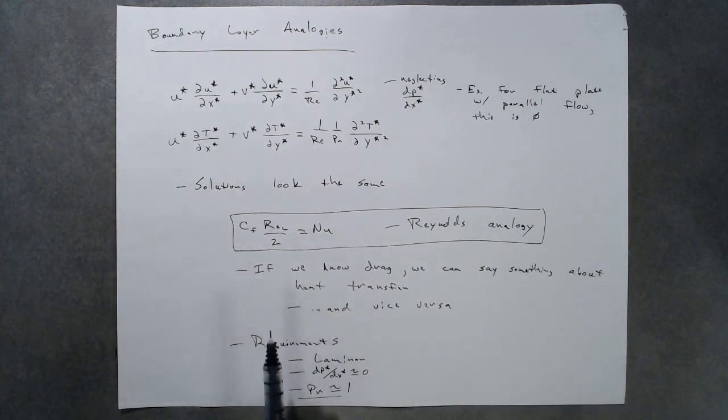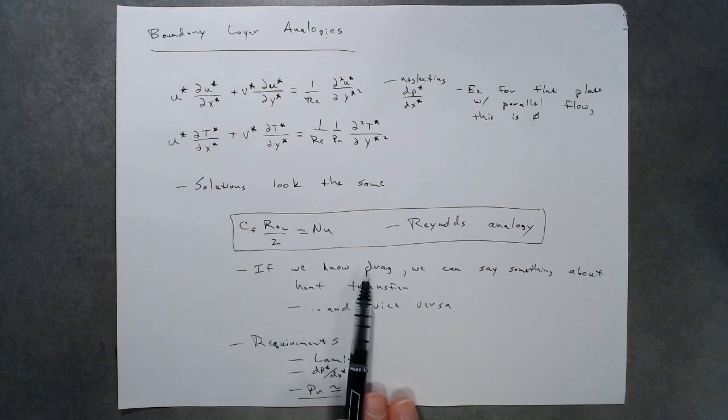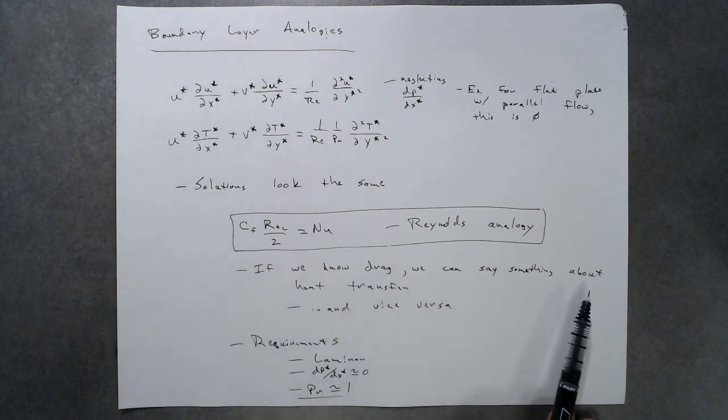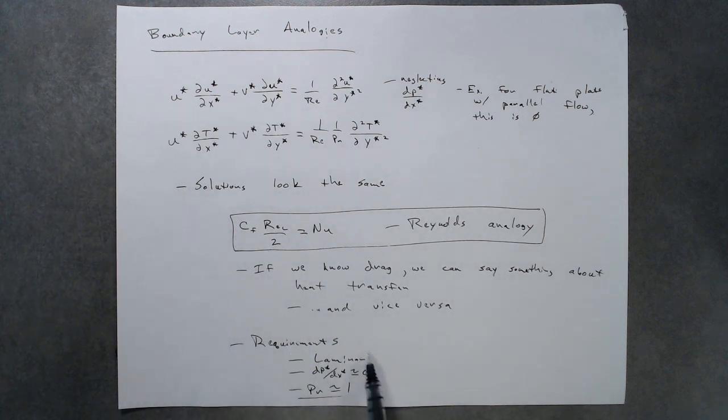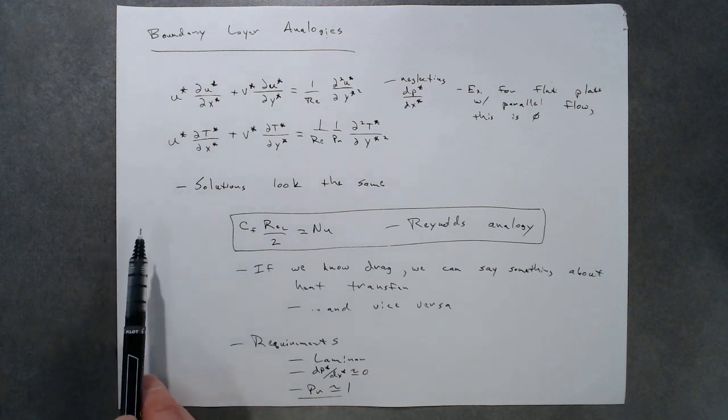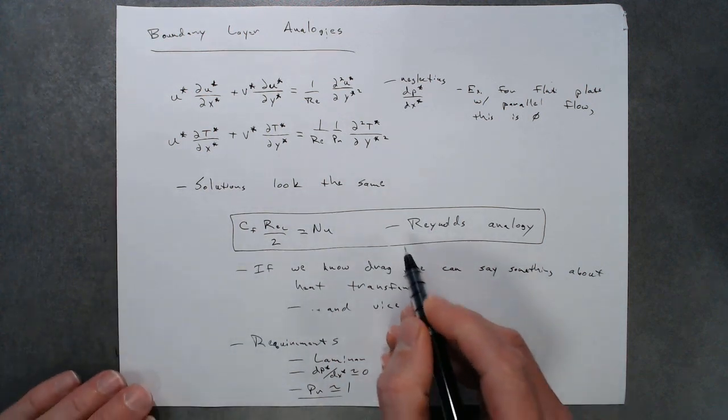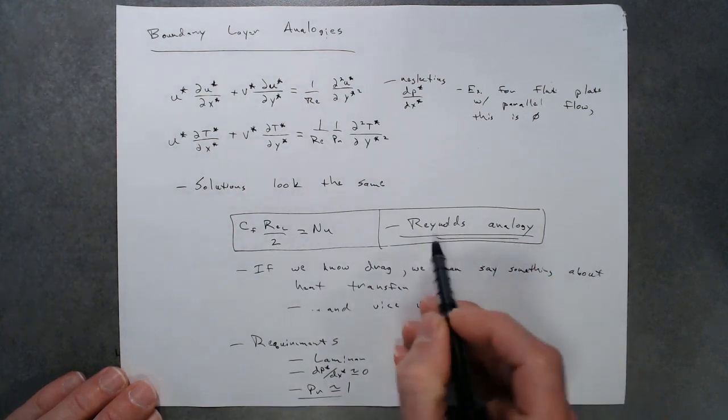So practically, what does this mean? It means if we know the drag for a specific body, we can say something about the heat transfer, or vice versa. So if we were to, for example, measure the heat transfer coefficient for some object in a flow, then we could say something about what the drag force was on that object in the flow. But there are a number of requirements that have to be met in order for us to make this analogy. And this analogy is specifically known as the Reynolds analogy.